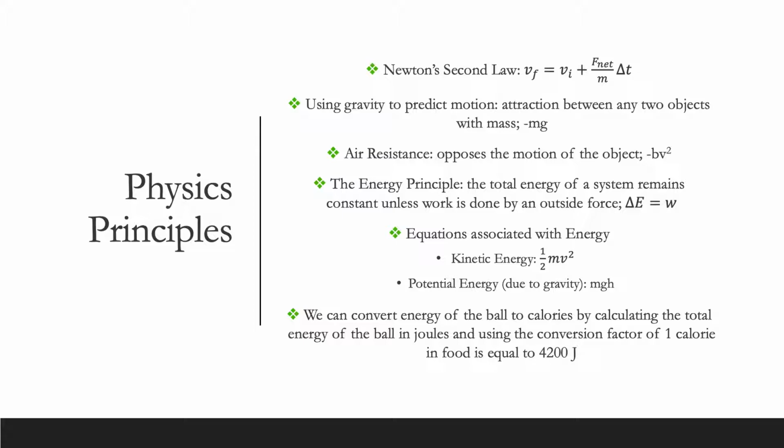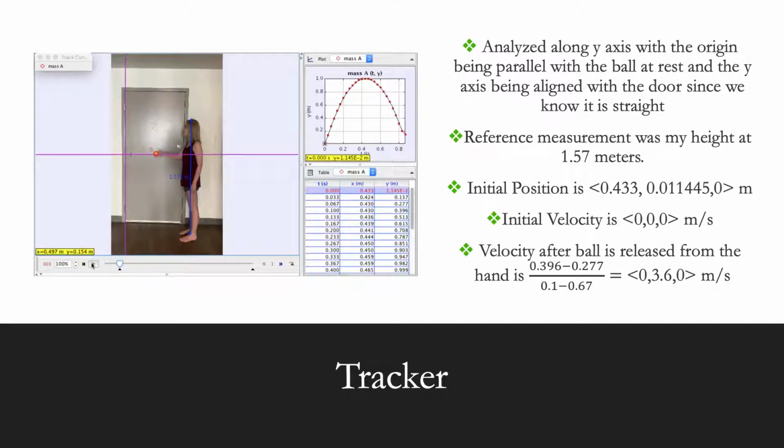I then use the energy principle, which states the total energy of the system remains constant unless work is done by an outside force, or the change in energy is equal to work done on the system. Some of the equations associated with energy that I used for this project are kinetic energy and potential energy due to gravity. I then can convert the energy of the ball to calories by calculating the total energy of the ball in joules and then using the conversion factor of 1 calorie in food is equal to 4,200 joules.